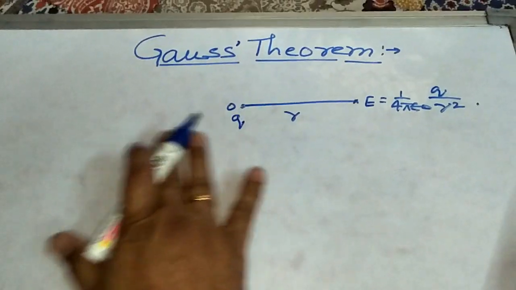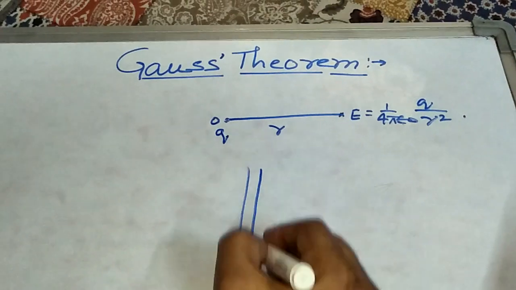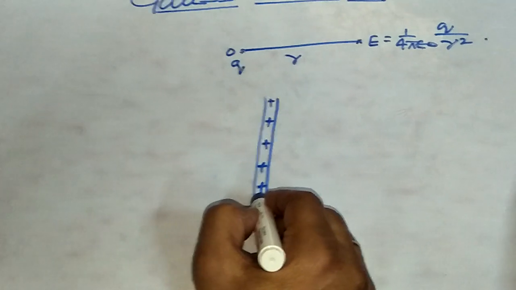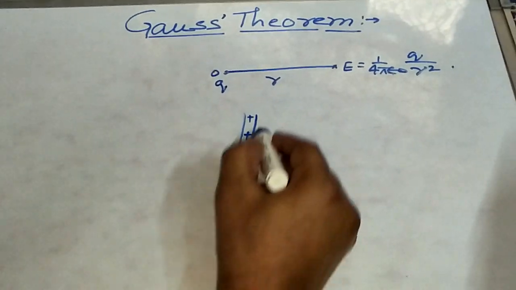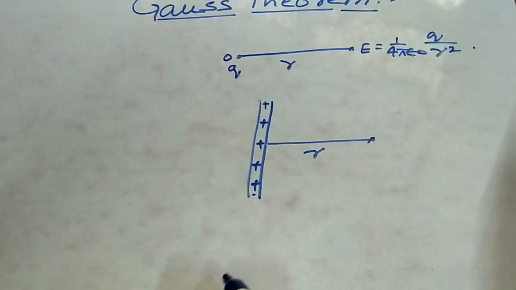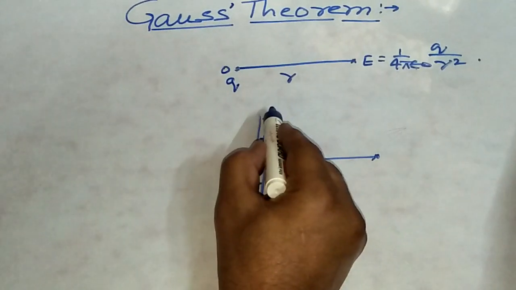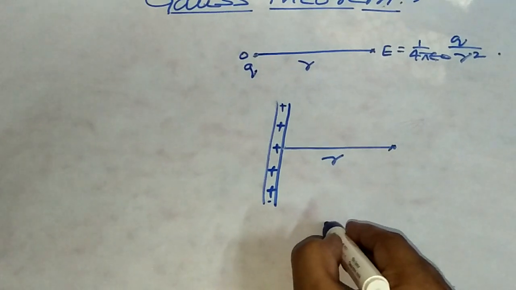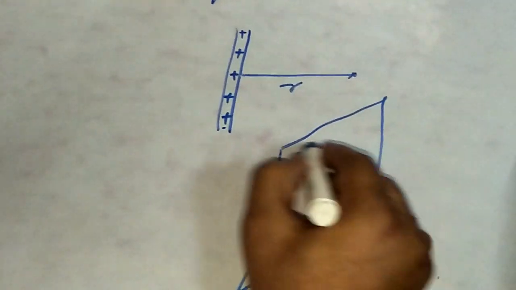But if the charge is spread on any surface, suppose we take a line or conductor, and the charge is spread over its surface, meaning this charge is not confined, then how can we find the electric field due to this distribution of charge at distance r from it? So in this case, for finding the electric field due to a distribution of charge, we will use the Gauss theorem.